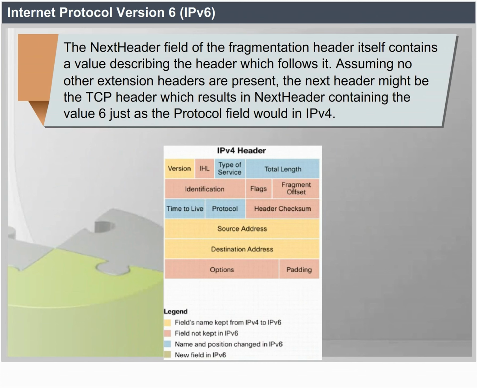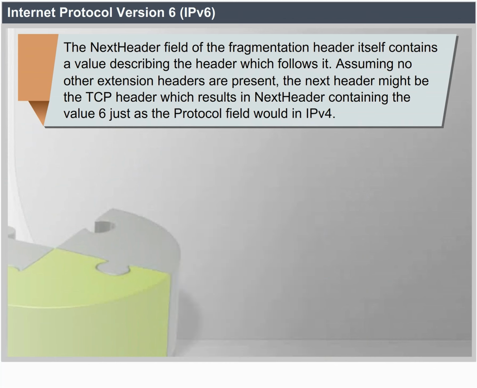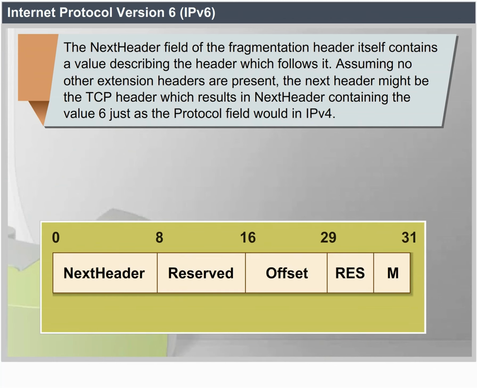Again, assuming no other extension headers are present, then the next header might be the TCP header, which results in next header containing the value 6, just as the protocol field would in IPv4. Figure: IPv6 fragmentation extension header.